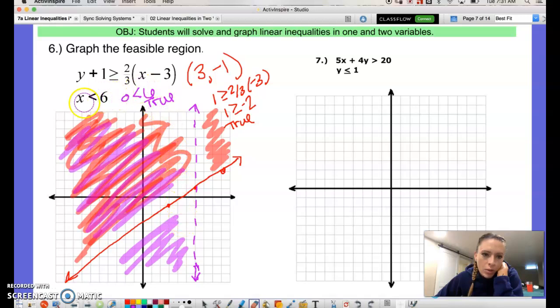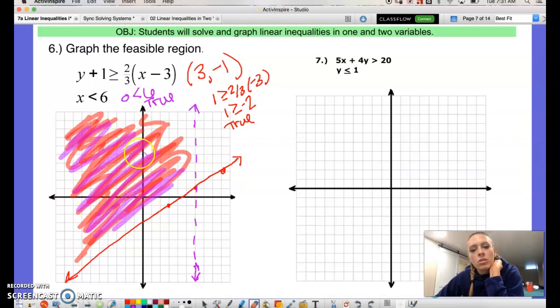And we know that when x is less than 6, it means it's to the left, and so all of this is shaded. So the feasible region doesn't include this part or this part. It's only the part where they both have solutions. So this is our feasible region here, and anything over here can be a solution. Pause the video and then try the next one.